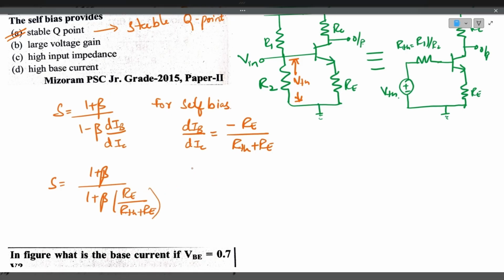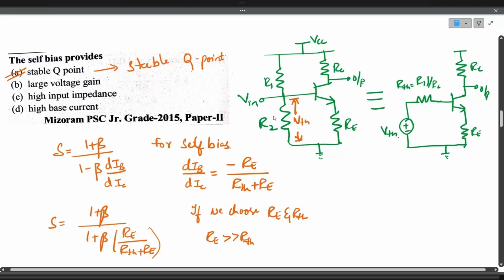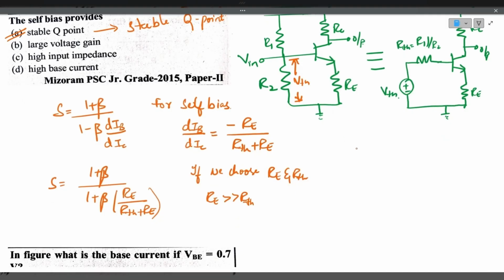So if we choose appropriate values of RE and R Thevenin such that RE is greater than R Thevenin, that is, the R1 and R2 values are selected in such a way that the parallel combination of R1 and R2, that is R Thevenin, is much lesser than the emitter resistance, then what happens? The stability factor S becomes (1 plus beta) divided by (1 plus beta), that is approximately closer to 1. So this is what we exactly need.